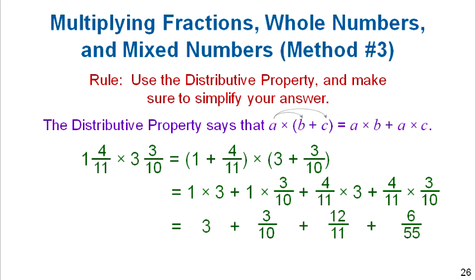Note that 1 times 3 is equal to 3, 1 times 3/10 is equal to 3/10, 4/11 times 3 is equal to 12/11, and 4/11 times 3/10 is equal to 12/110, or 6/55. When we add all of these fractions together, we find that we get an answer that simplifies to 4 1/2. Note that this agrees with the answer I got in slides 23 and 24.